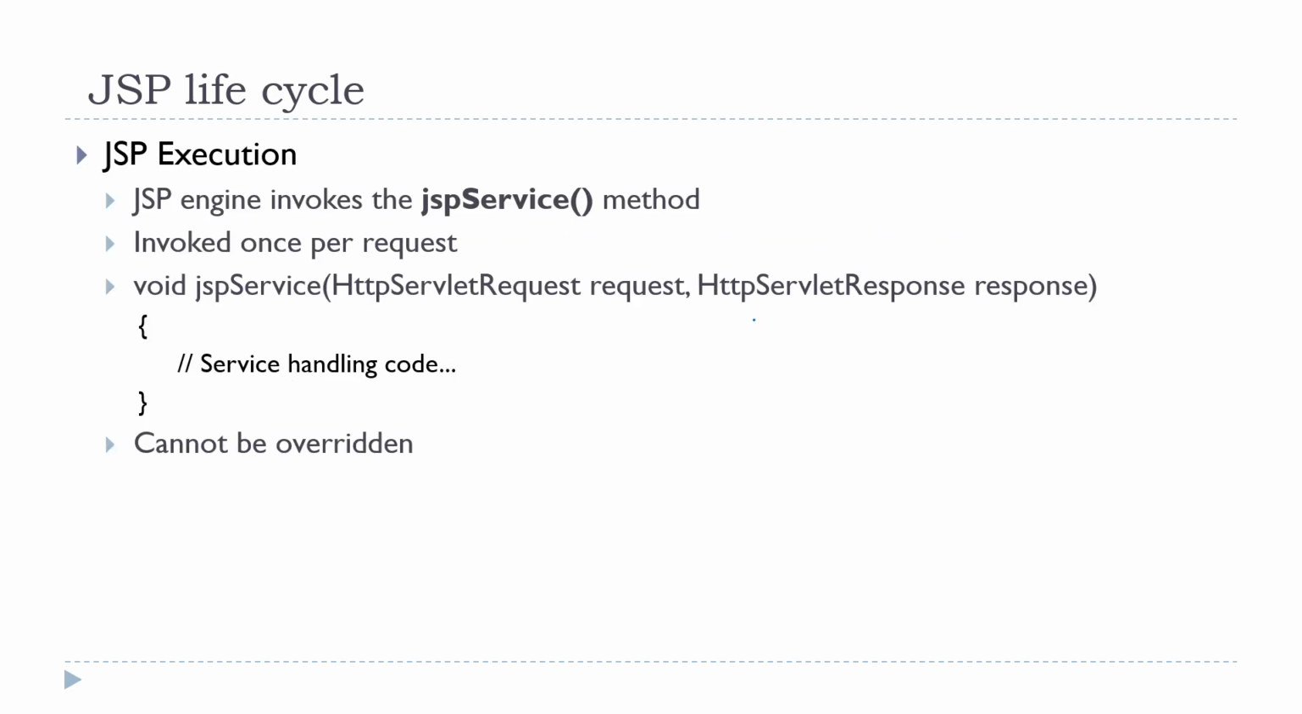Next is the service method. So the actual execution of the JSP is written inside the JSP service method. So this JSP service method is very similar to the service method of the servlet, where we had seen doGet and doPost methods, and the arguments that we are passing to this method are the request object and the response object. So that is of type HttpServletRequest and HttpServletResponse, same as that of a servlet.